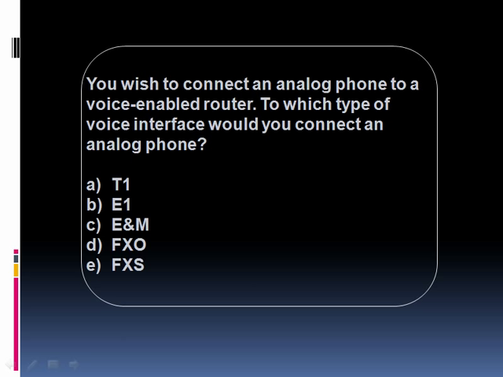And we said that E&M stood for ear and mouth, earth and magneto, the E in receive or the M in transmit. Different literature says different things. But E&M is typically used to interconnect PBXs for something like a tie line. So that's not where we would typically connect an analog phone.